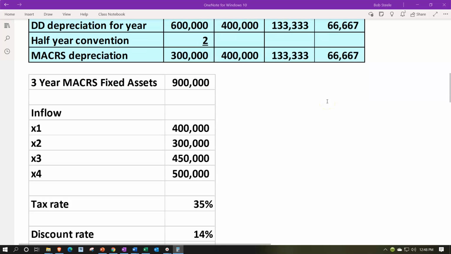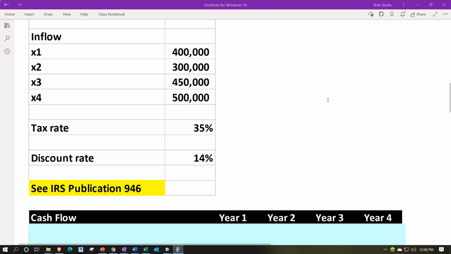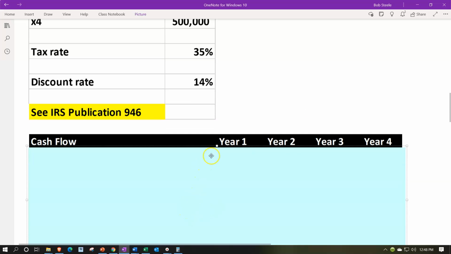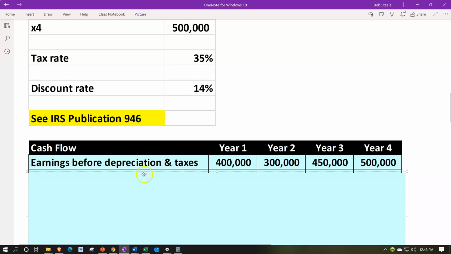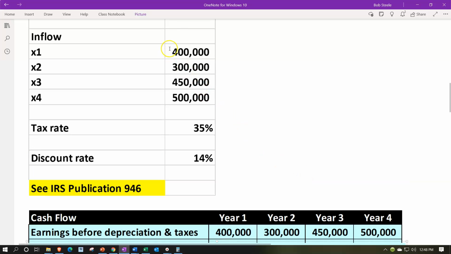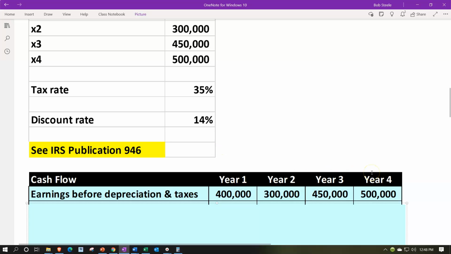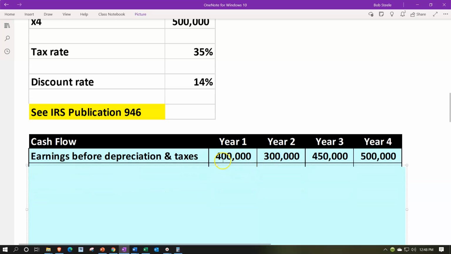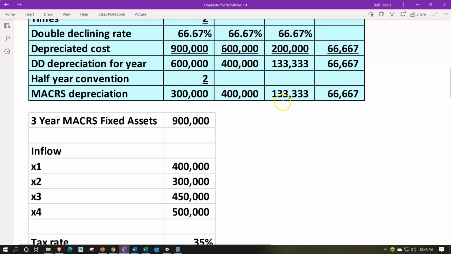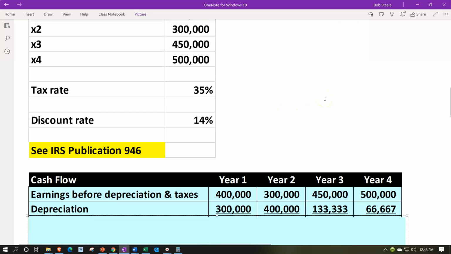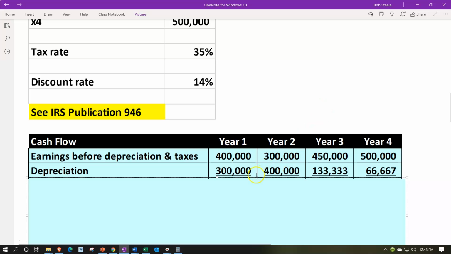We have to take that into consideration when we consider the future cash flows. So now we're going to think about what our cash flow will be, taking that depreciation and the tax impact into consideration. So if we look at our earnings before taxes for years 1, 2, 3, and 4, we're estimating $400,000, $300,000, $450,000, $500,000. So that's going to be our income before depreciation and taxes. Then we're going to add our depreciation. So we're simply adding now the 300, the 400, the 133,333, and the 66,667. That's going to be our depreciation for years 1, 2, 3, and 4.